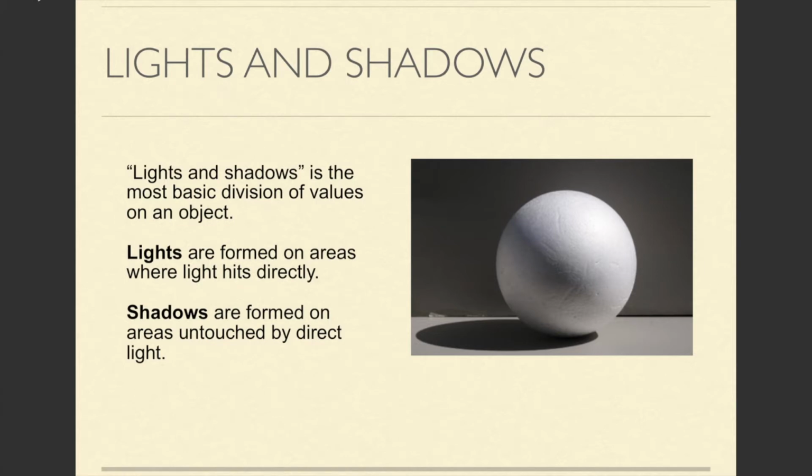The most basic division of values on an object is between lights and shadows. Lights are formed on areas where light hits directly. Look right here. Shadows are formed on areas untouched by direct light. Right here, right here. Now light still hits the shadow section, it just hits it indirectly. It hits other surfaces and other objects, and then hits this object.